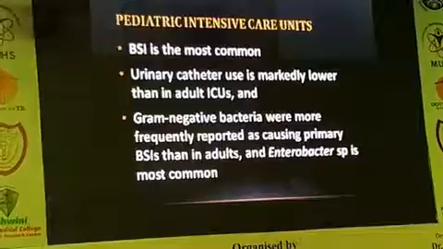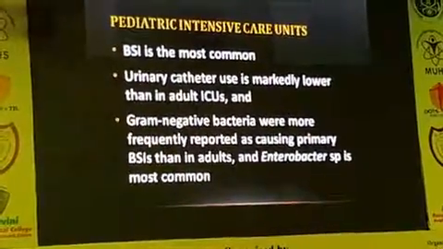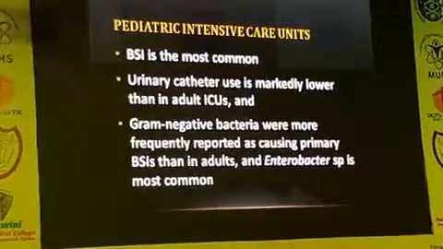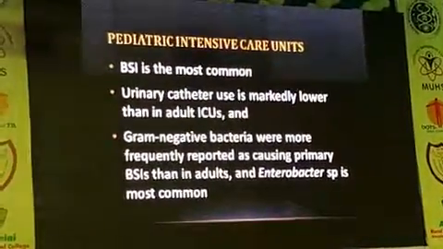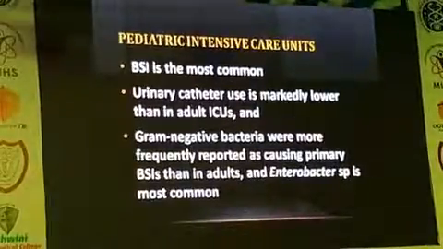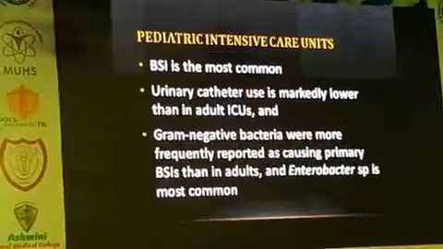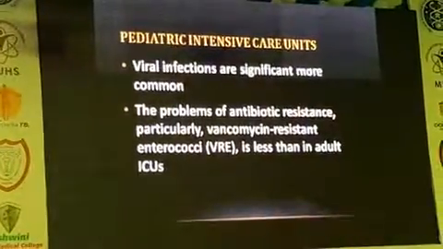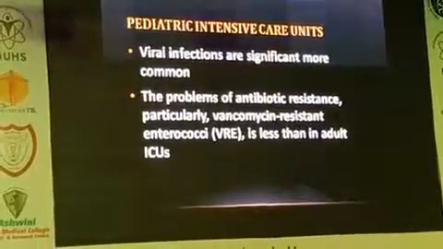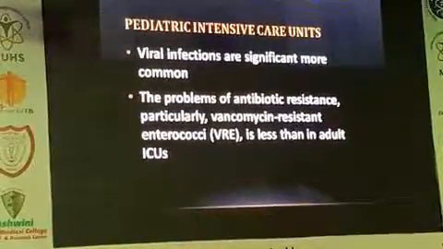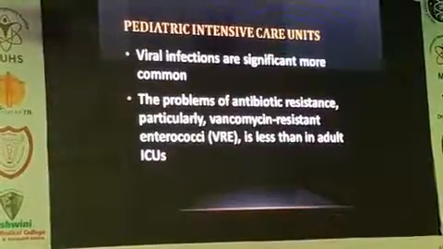In pediatric intensive care units, bloodstream infection is most common. Urinary catheter use is markedly lower than in adult ICUs, and gram-negative bacteria are more frequently reported as causing primary bloodstream infections, and Enterobacter species is most common. Viral infections are also significantly common. Problems of antibiotic resistance, particularly vancomycin-resistant enterococci, is less in pediatric ICUs when compared to adult ICUs.